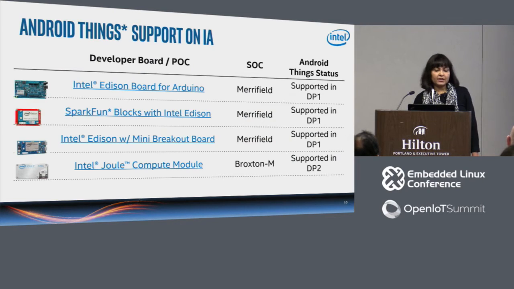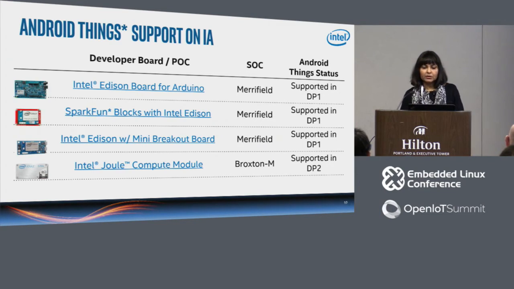So the IA-based boards supported on Android Things, there are three of them, which are based on Edison: the Arduino board, the SparkFun blocks, and the mini breakout board. Developer preview 2 also added support for the Joule compute module, which is one of our high-end compute modules. It also features a GPU, and we have enabled the graphics stack for it as well. The other boards supported are Raspberry Pi and a couple of NXP boards. We have the Intel boards here for you to play with afterwards, and also some of the sensor kits that have been developed for them.